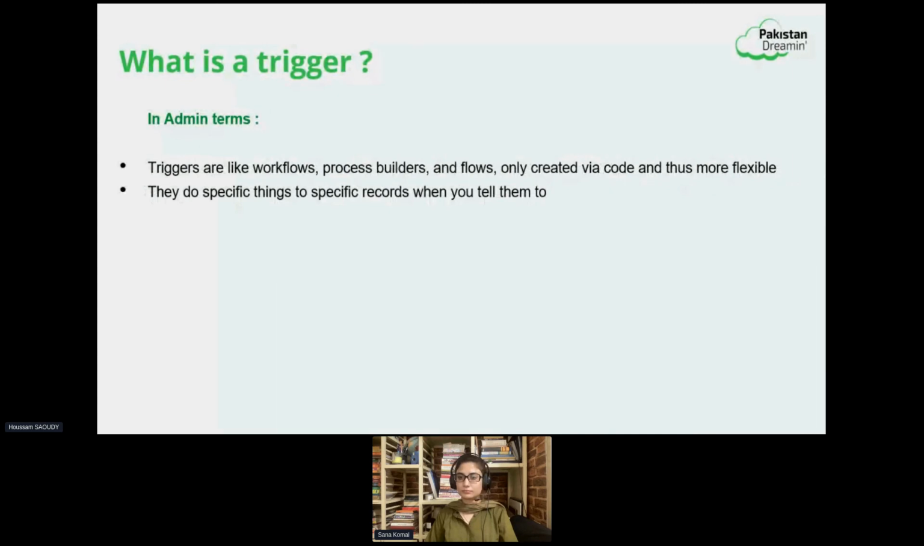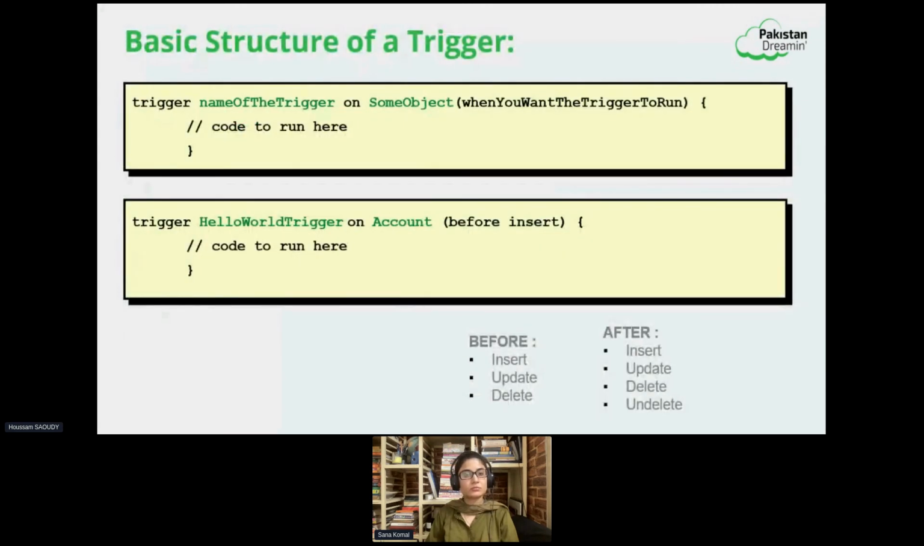And what is a trigger in admin terms? Triggers are like workflows, Process Builder, and flows, only created via code, and it's also flexible. They do specific things to specific records when you tell them to. So now let's see an example of the basic structure of a trigger.